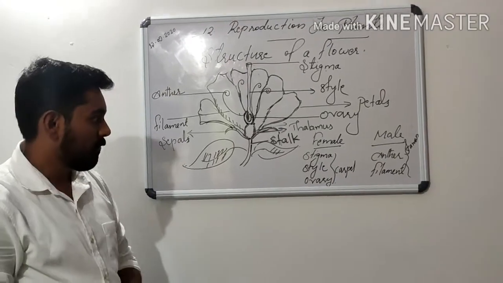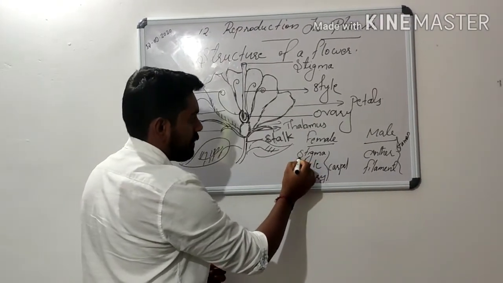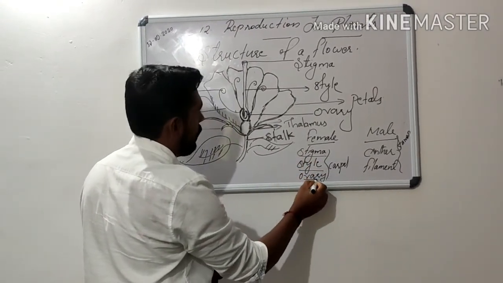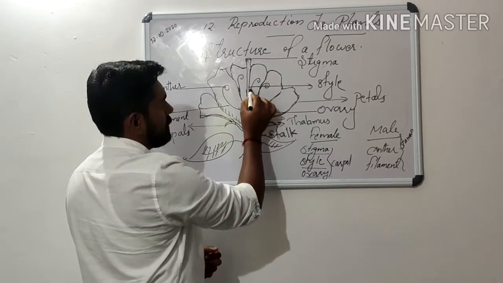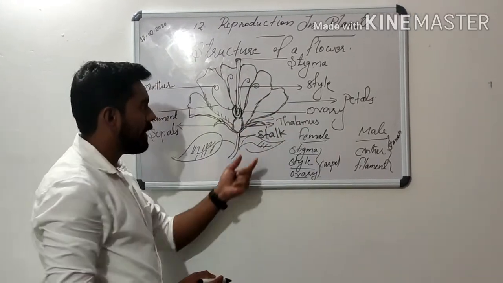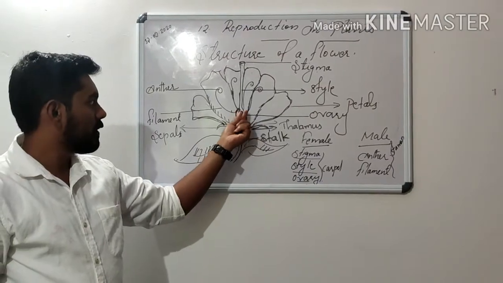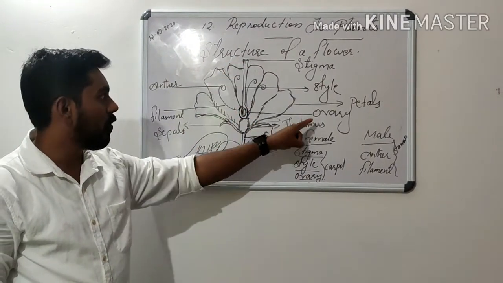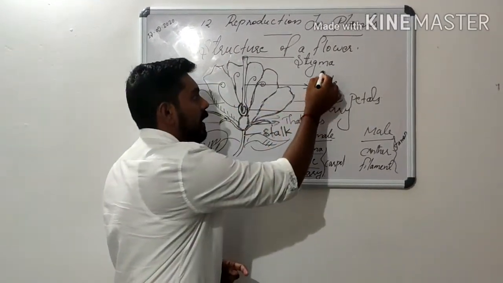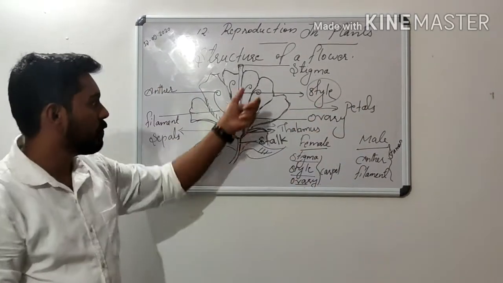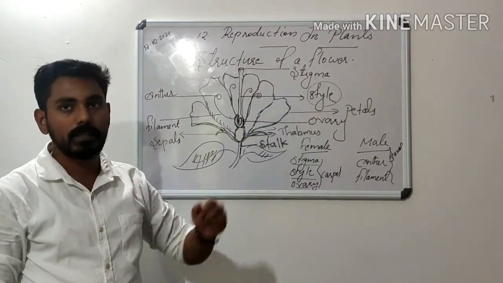Female part of the flower. Actually, what are the female parts of the flower? Stigma, style, ovary. The tube-like structure between the ovary and stigma is called what? Style. Style is the tube-like structure between the ovary and the stigma.